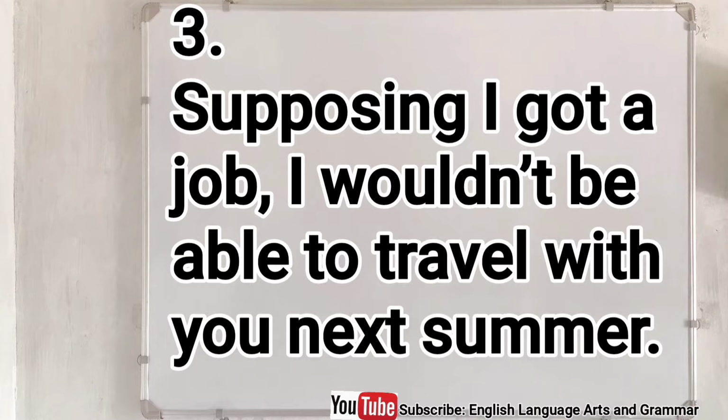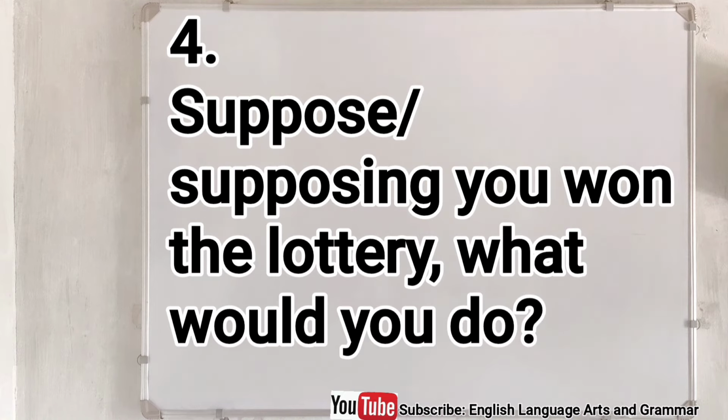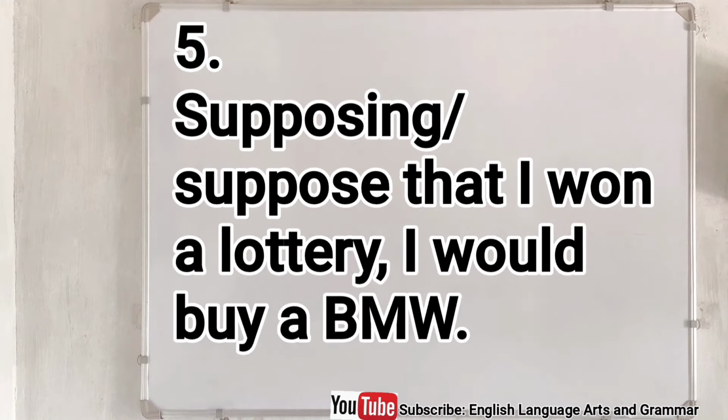Example 3. Supposing I got a job, I wouldn't be able to travel with you next summer. Example 4. Suppose, supposing you won the lottery, what would you do? Example 5. Supposing, suppose that I won a lottery, I would buy a BMW car.